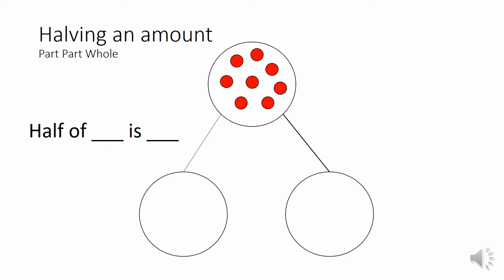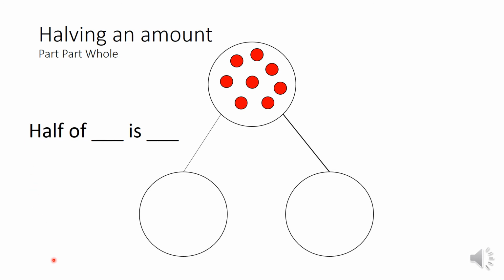For this example, I would like you to pause the video and have a go at working out what our sentence is going to be. So half of is. Okay, so make sure you pause this video and have a go. So hopefully you've worked out what the answer is. Could you please tell me your sentence out loud? Half of is. Well done.